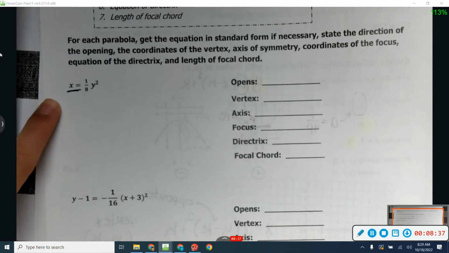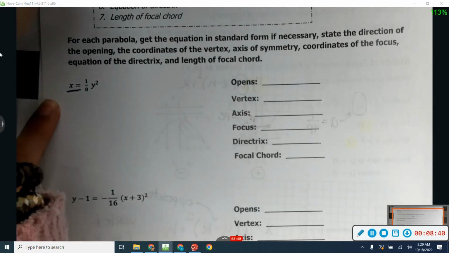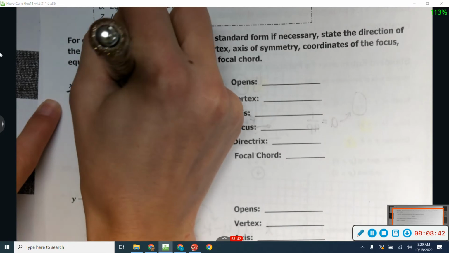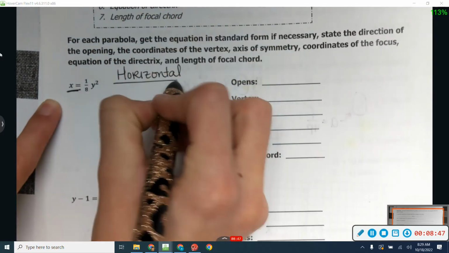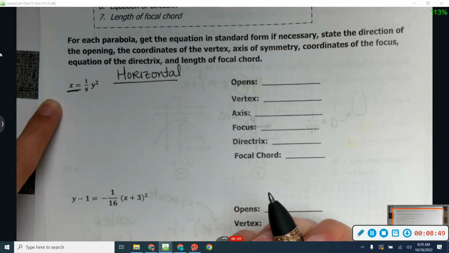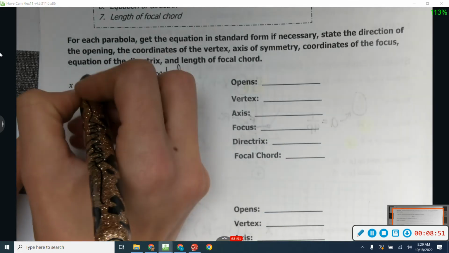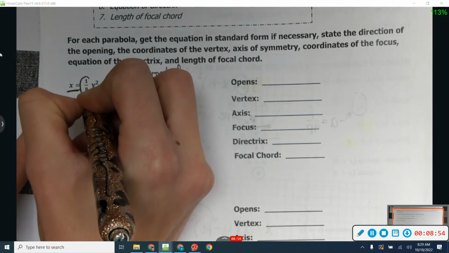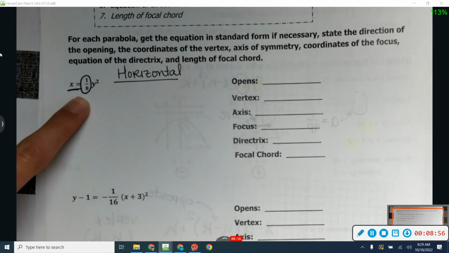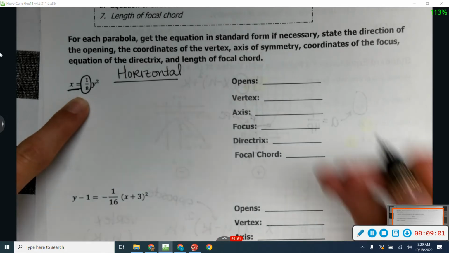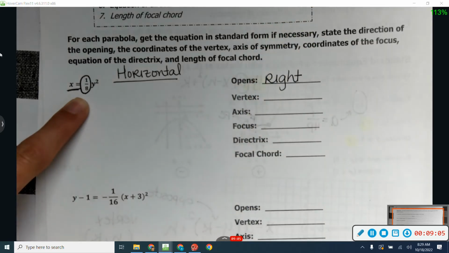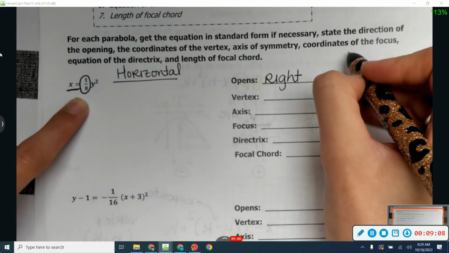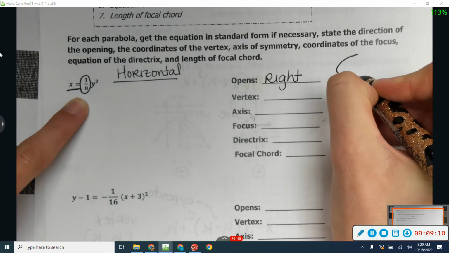Okay, now if it's x equals, is that horizontal or vertical? It's horizontal. So if I know it's horizontal, my only options for opening are left or right. Well, if I look right here, this 1 over 8, is that positive or negative? Positive. So is it going to open left or right? It's going to open right. Okay, so that means my graph should look something like this.